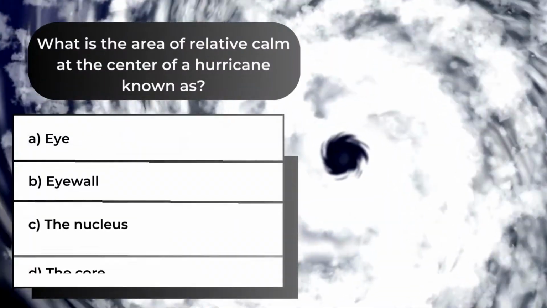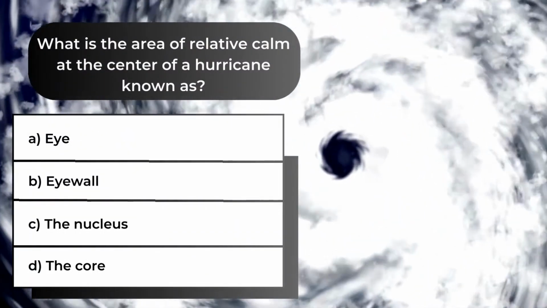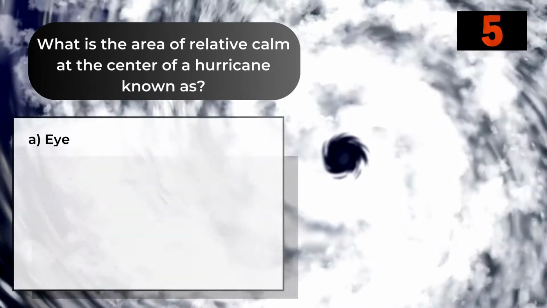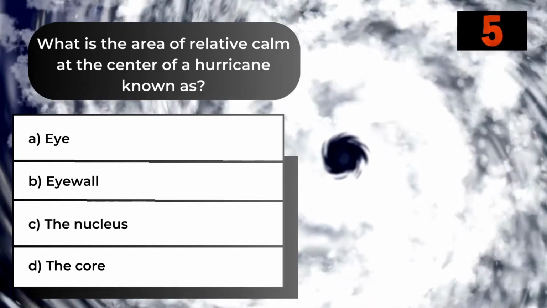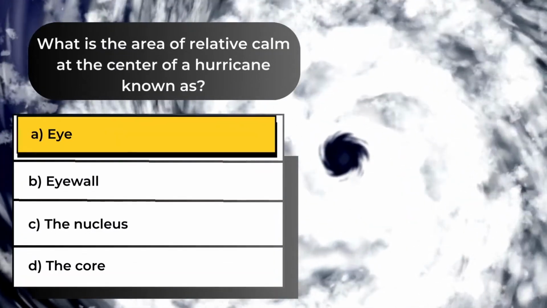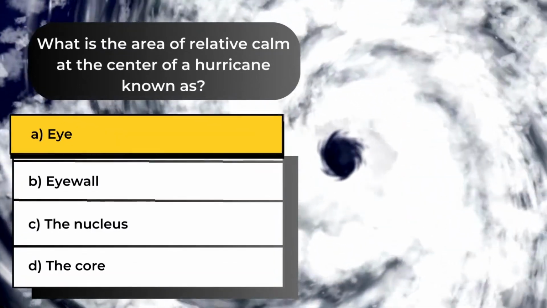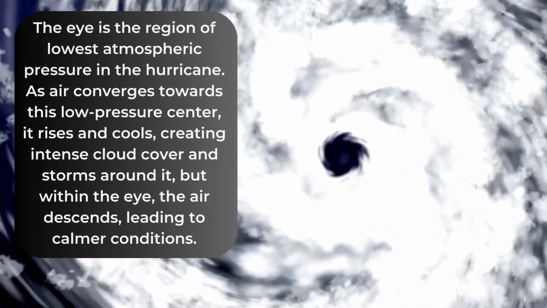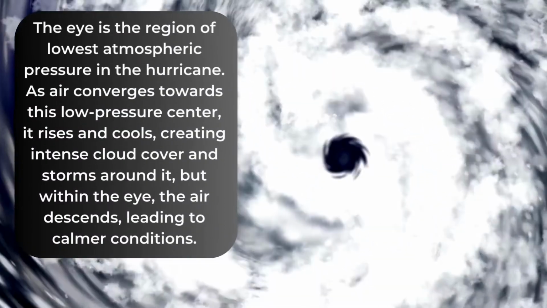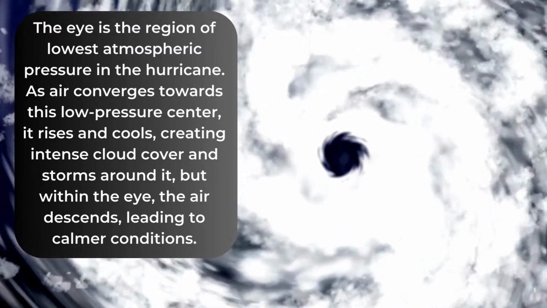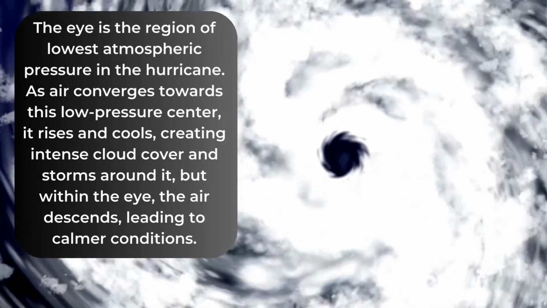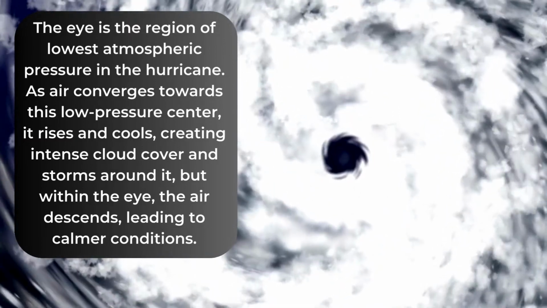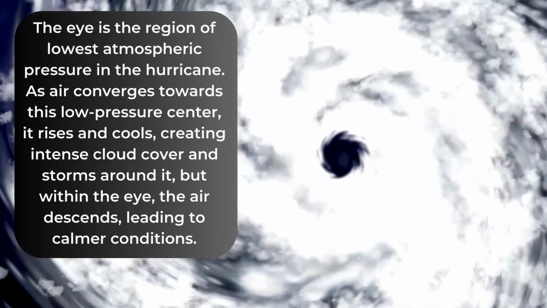What is the area of relative calm at the center of a hurricane known as? The answer is A. The eye. The eye is the region of lowest atmospheric pressure in the hurricane. As air converges towards this low-pressure center, it rises and cools, creating intense cloud cover and storms around it. But within the eye, the air descends, leading to calmer conditions.